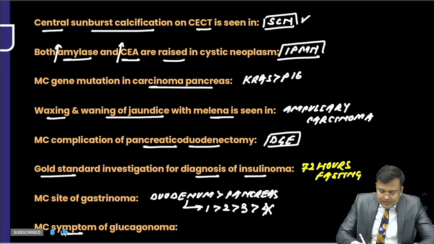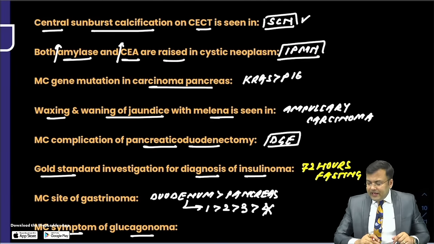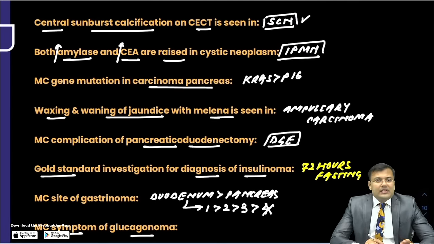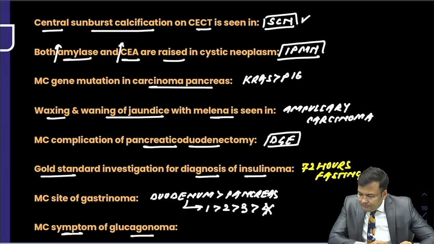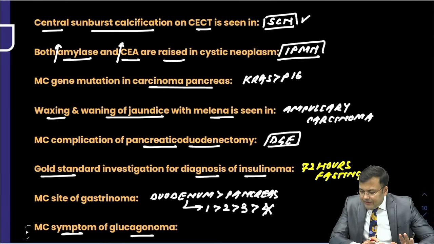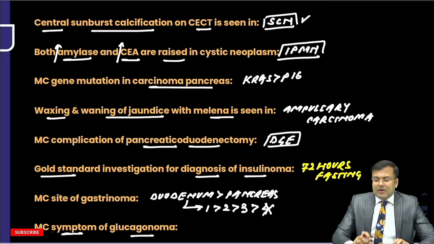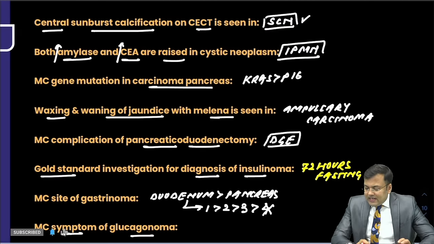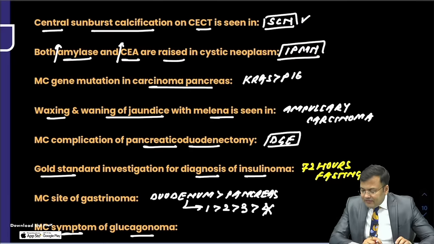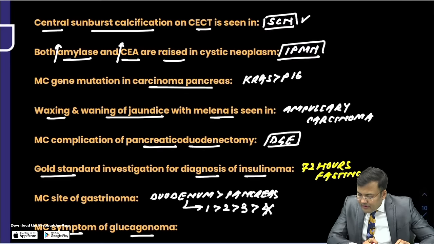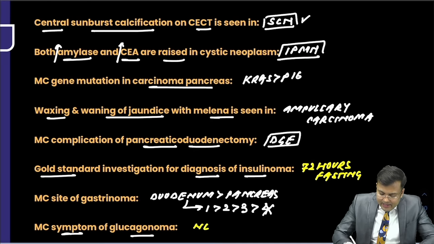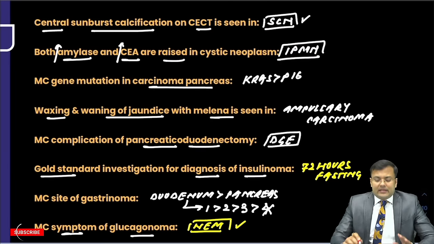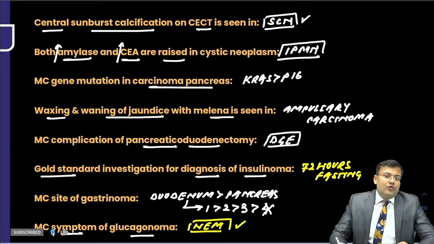Next, what is the most common symptom of glucagonoma? You will not hear this symptom again. Tell me, guys, most common symptom of glucagonoma. Shruti, tell me. Dermatitis, but which dermatitis? What is the exact name of the symptom? Nobody replied till now. It is necrolytic migratory erythema, in short known as NME. You know that glucagonoma is also known as 4D syndrome.